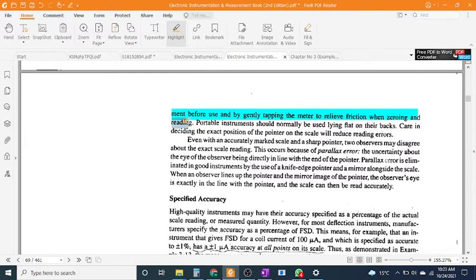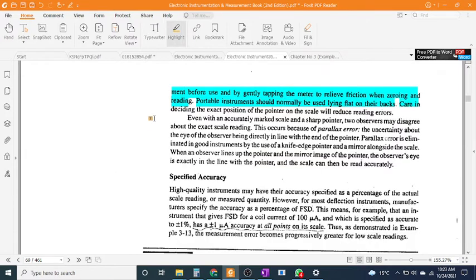reading. Portable instruments should normally be used lying flat on their backs. Care in deciding the exact position of the pointer on the scale will reduce reading errors. Even with an accurately marked scale and a sharp pointer, two observers may disagree about the exact scale reading.